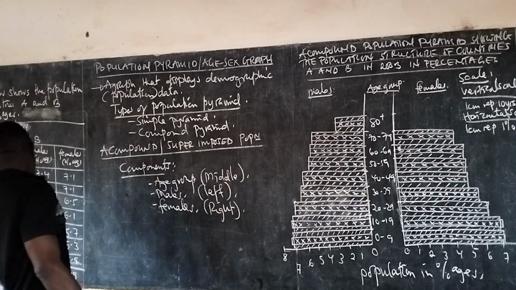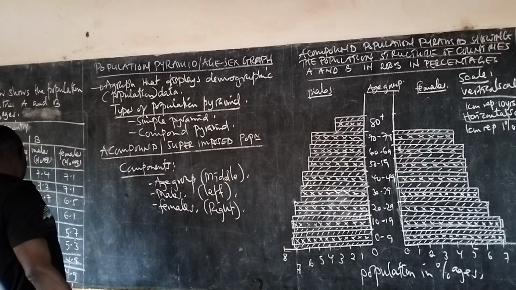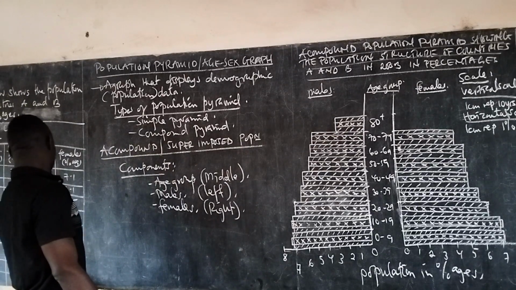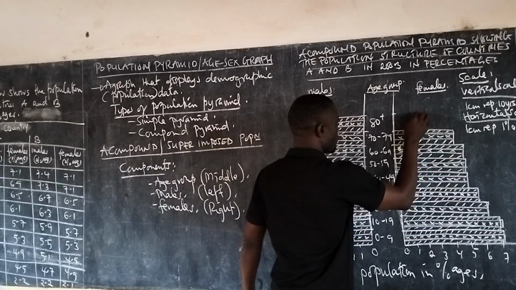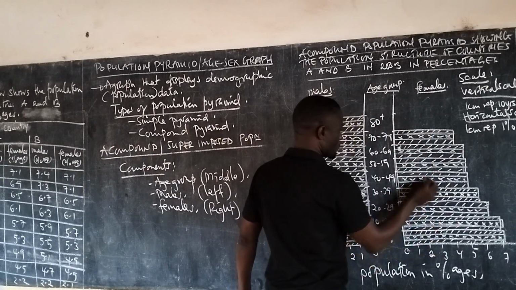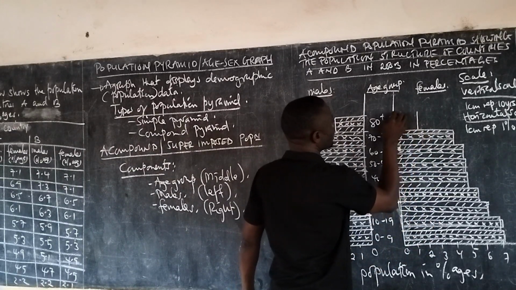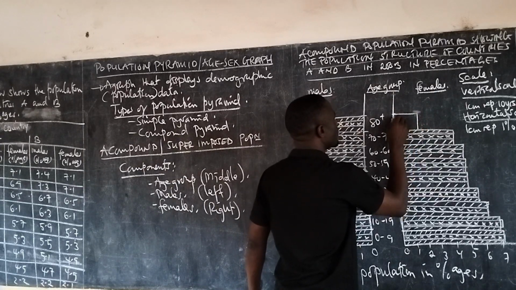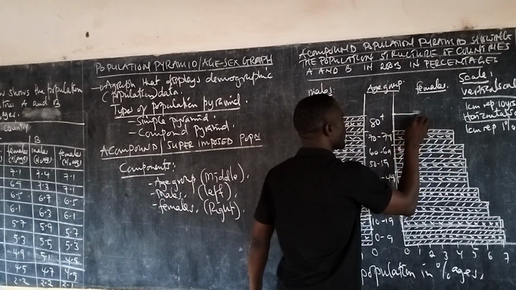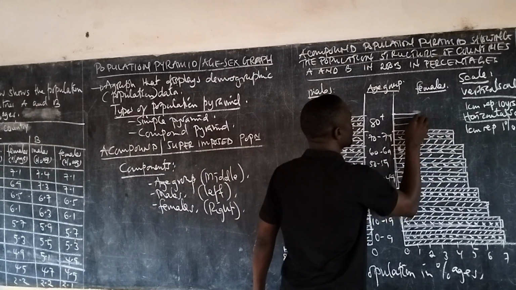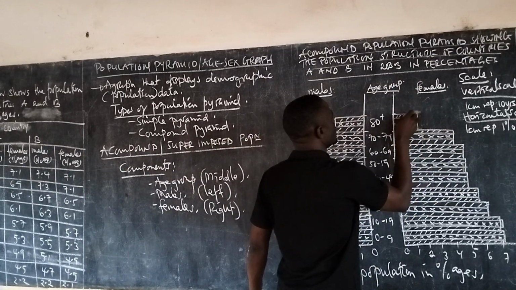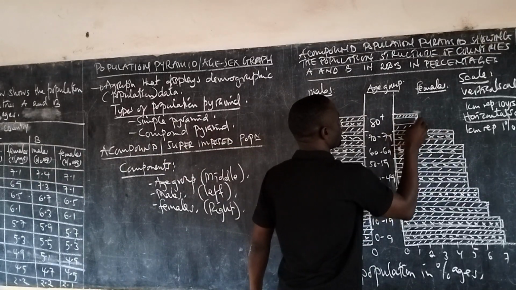Okay? The females for country A are 2.2. The females for country B are 2.1. 2.2 can be around here, and 2.1 is going to be around here, a little bit inwards. So it is like this.